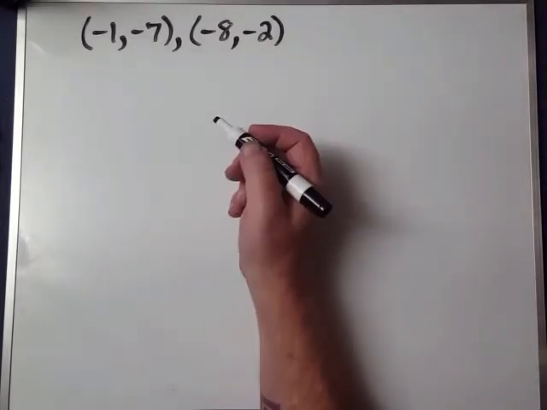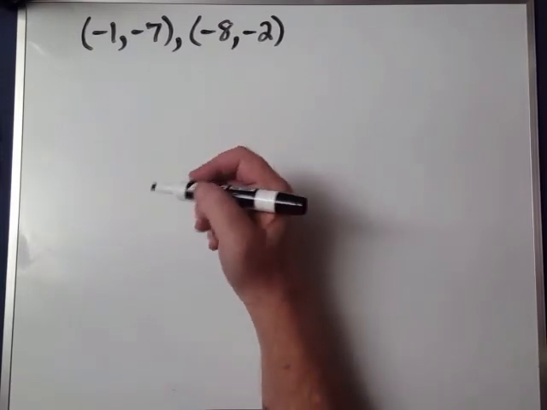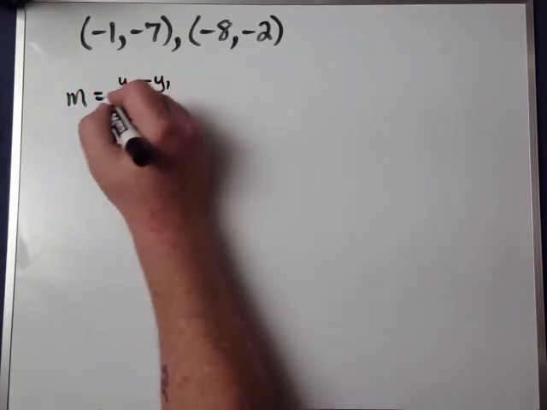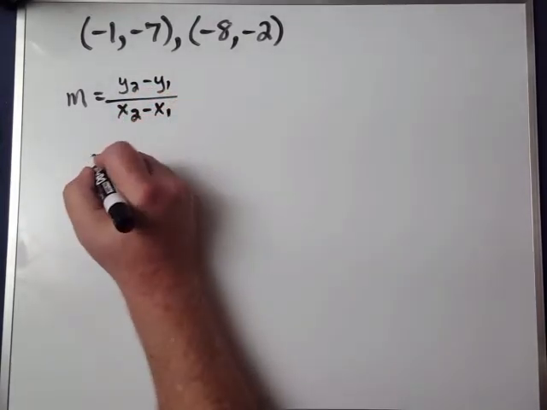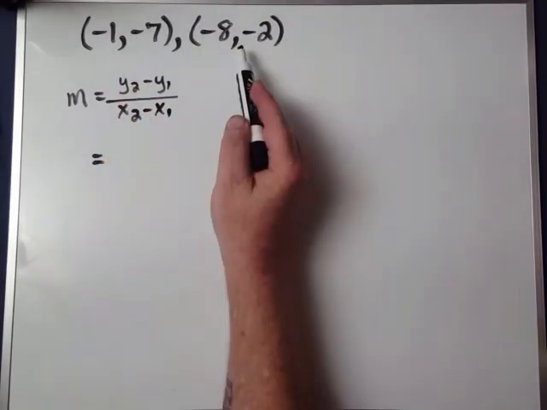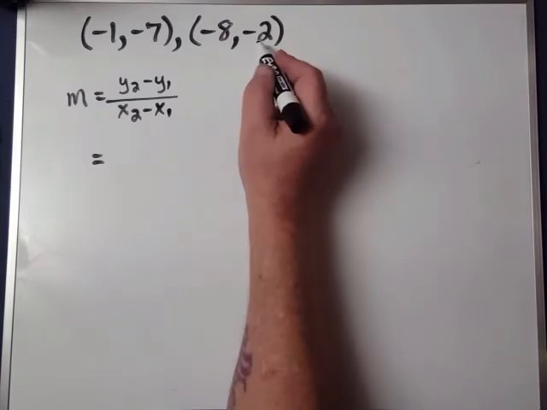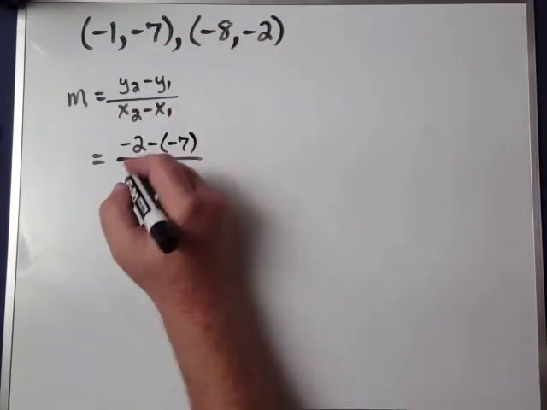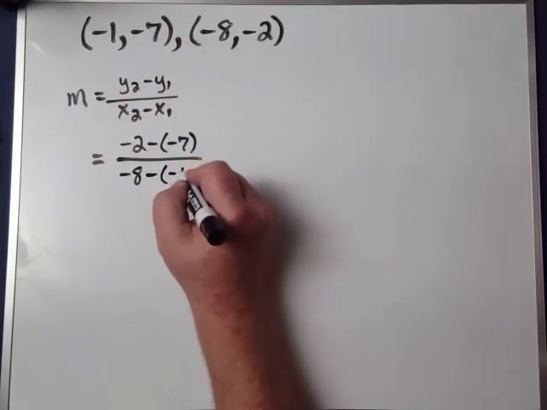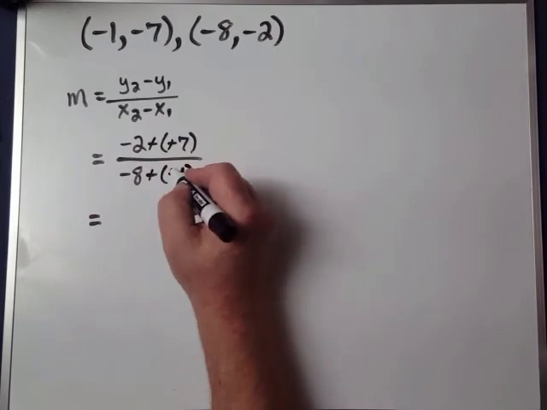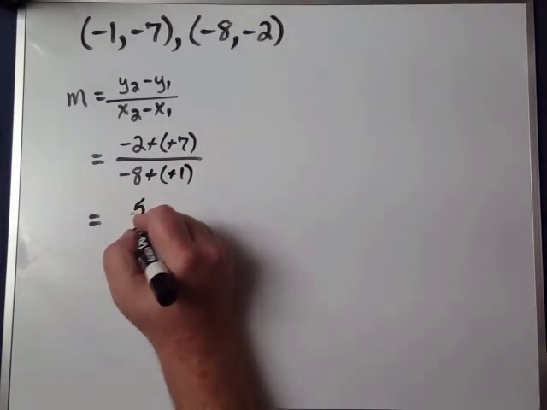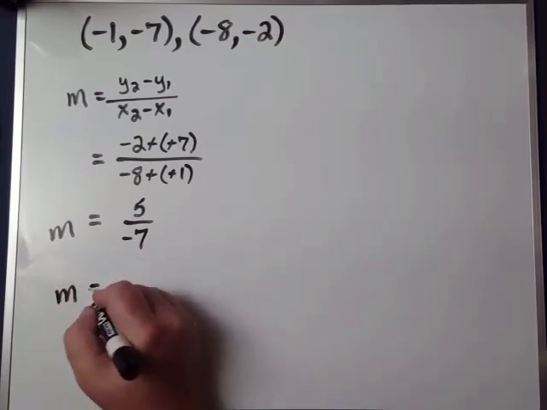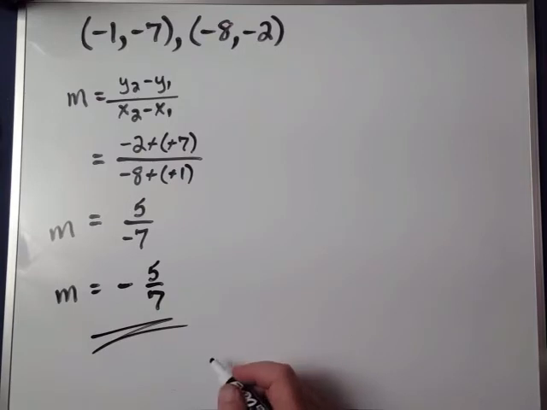I'd like to plug into point-slope form, but I don't have a slope. If I only had a slope, I'd be in business. We can always find a slope given 2 points. It's the difference in the y's over the difference in the x's. And so we'll plug in. I'll call the first point my first point, the second my second. And having said that, I'll plug in saying -2 minus -7 over the difference in the x's in the same direction, -8 minus the -1. That's going to be 5 over -7. So I have my slope, or I might rewrite that with the negative out front, -5/7.